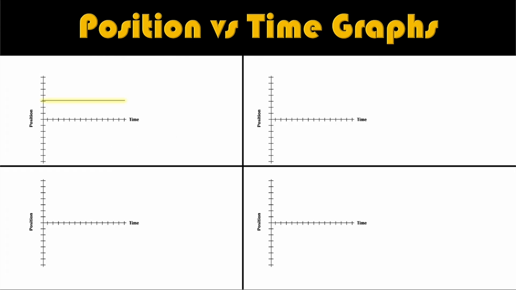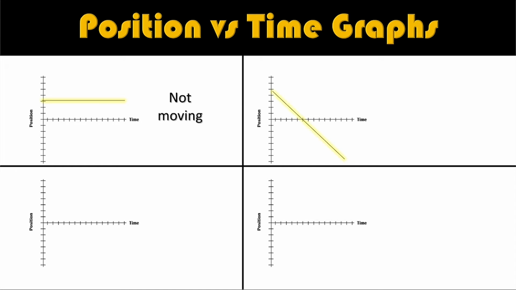So let's look at a few examples of position versus time graphs. We're going to start up here at the top left. What kind of motion is going on here? Well, it's just a flat line, and remember, position is the y-axis. There's never a change in position in that whole thing. It's like you're standing still. Your position never changes, so that means you're not moving.